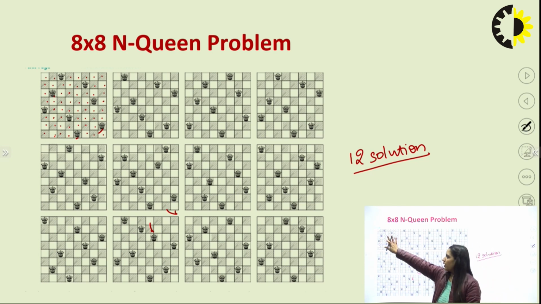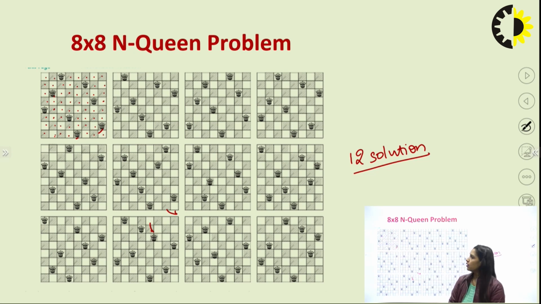So in this approach, what we are doing here is that there should be no contradiction or conflict among these 8 queens, right? So this is the way we can solve the 8 by 8 N queen problem, and these are the 12 unique solutions of the N queen problem. I have discussed the first one. You can do the rest of the 8 by 8 N queen problem on your own, right?